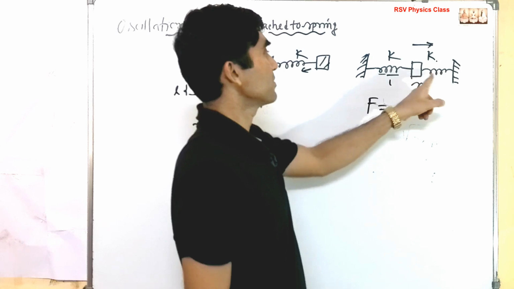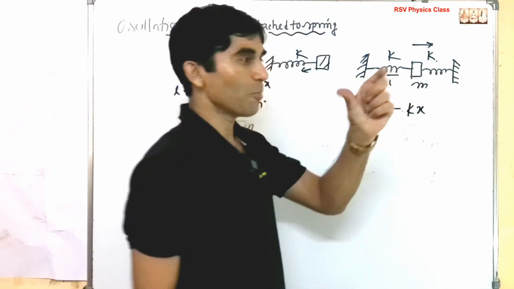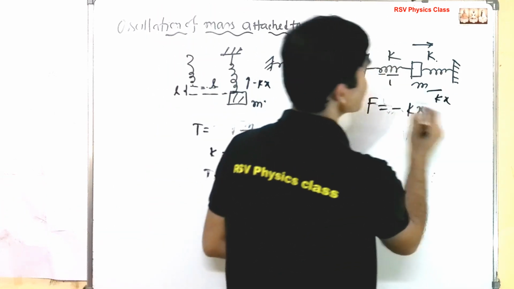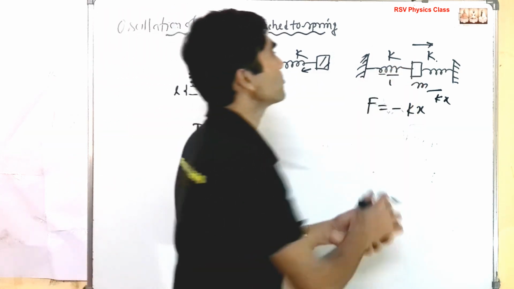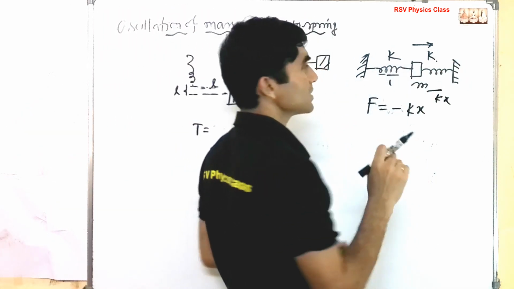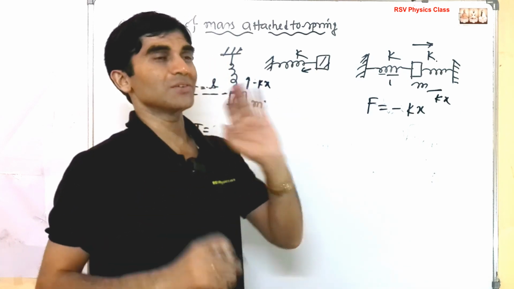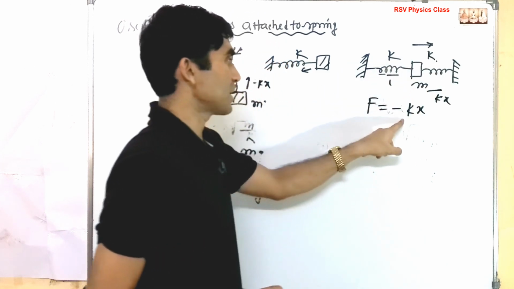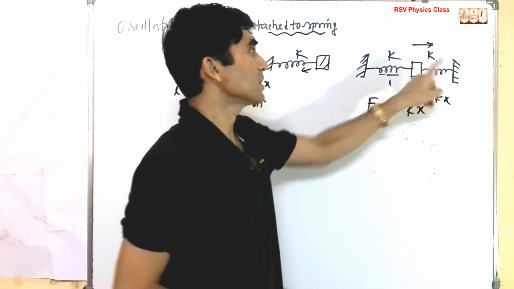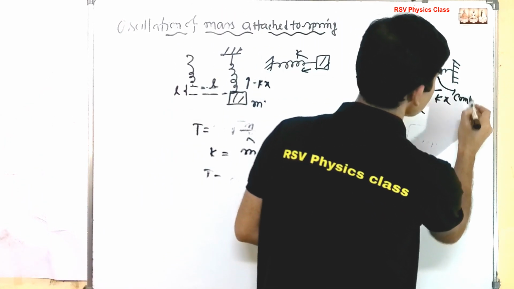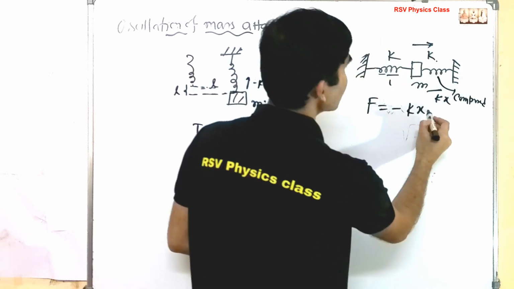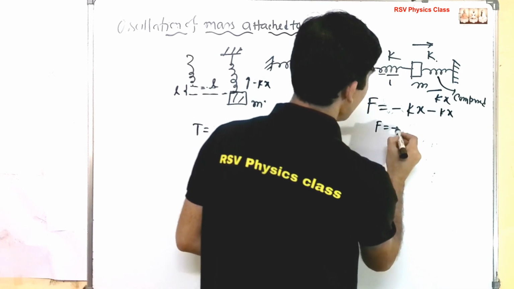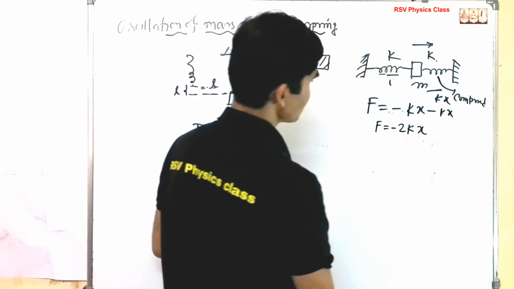But in the meantime this other spring is compressed, so again it will give kx in this direction. Understand? When you pull in this direction and then leave it, the restoring force due to this spring is minus kx, but this spring will be compressed, so again minus kx acts in this direction. So F equals minus twice kx.